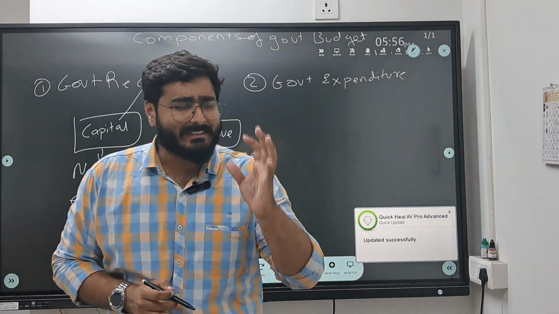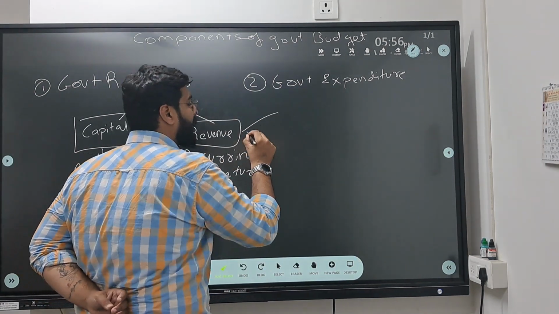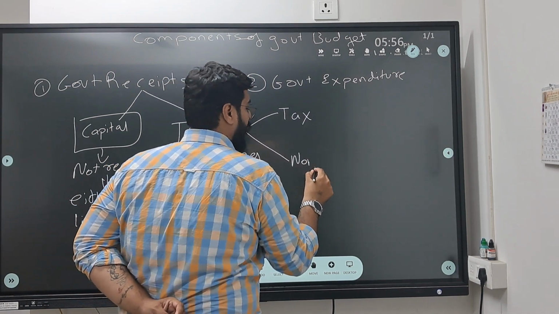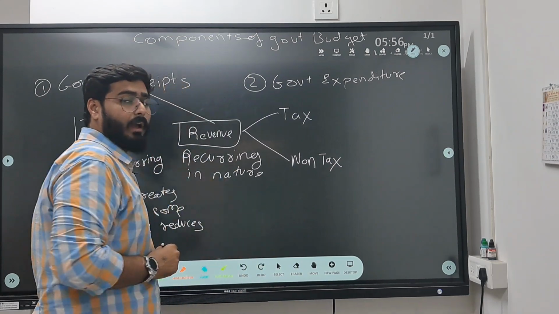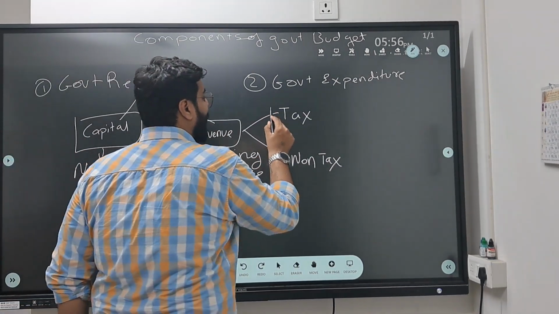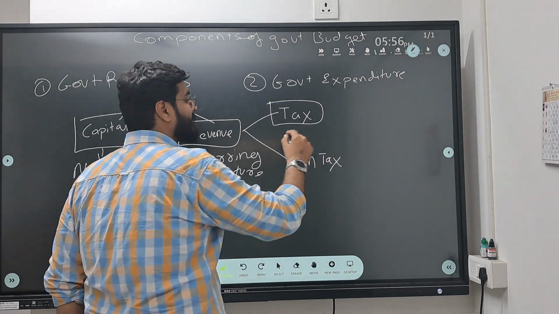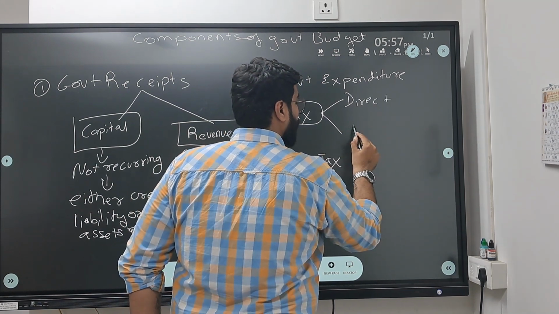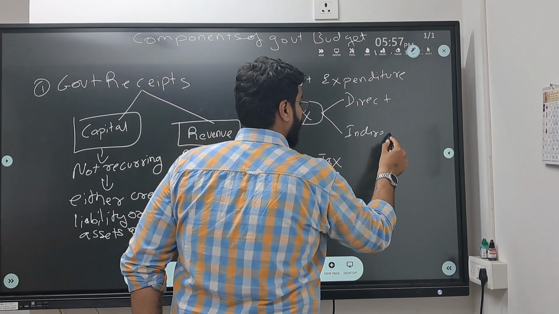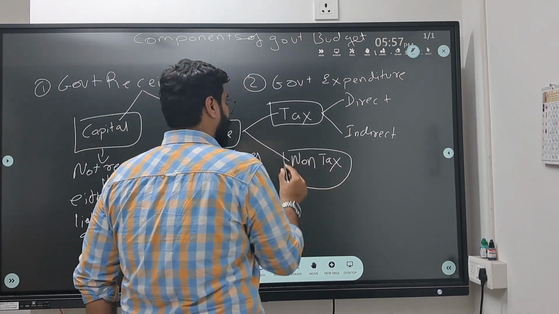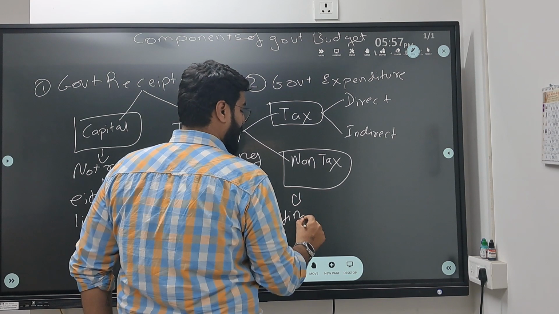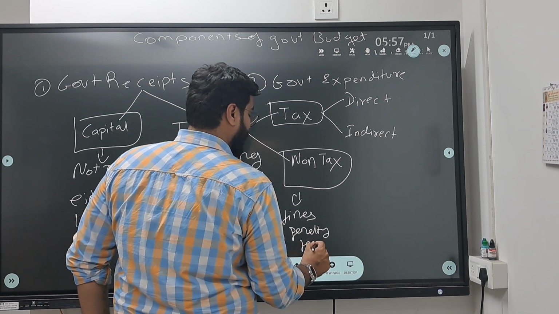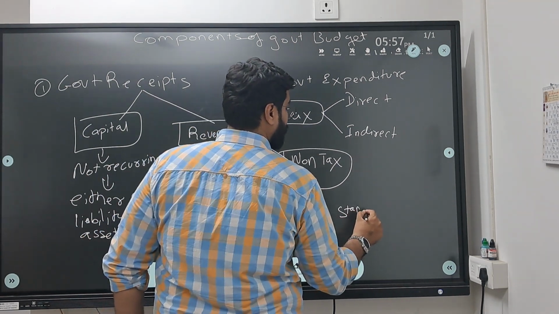Revenue receipts are divided into two types: tax revenue and non-tax revenue. Tax we all are aware about, I already took a video on this. Tax is again of two types: direct tax and indirect tax. Non-tax revenue includes fines by the government, penalties by the government, fees charged by the government, stamp duty charged by the government.